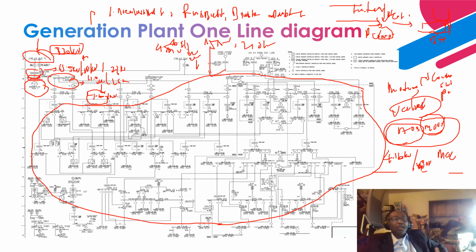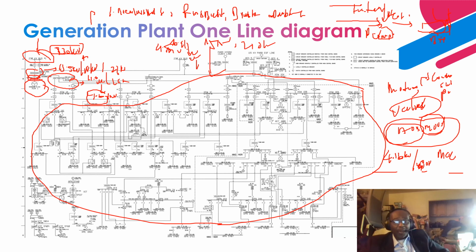The generator needs lube oil. You have a lube oil pump and motor. You need to provide all this power to these motors. You have a condensate pump motor; you need to provide power to it. You have a boiler feed pump motor; you need to provide power to it.